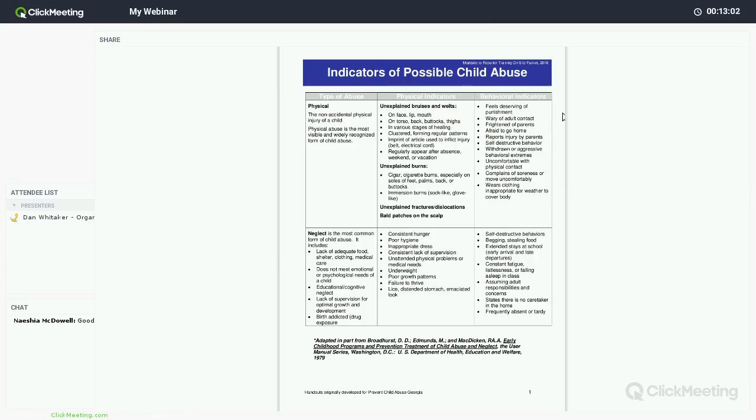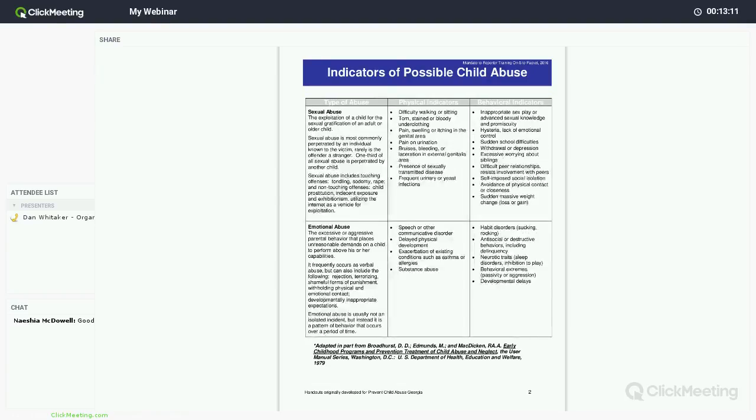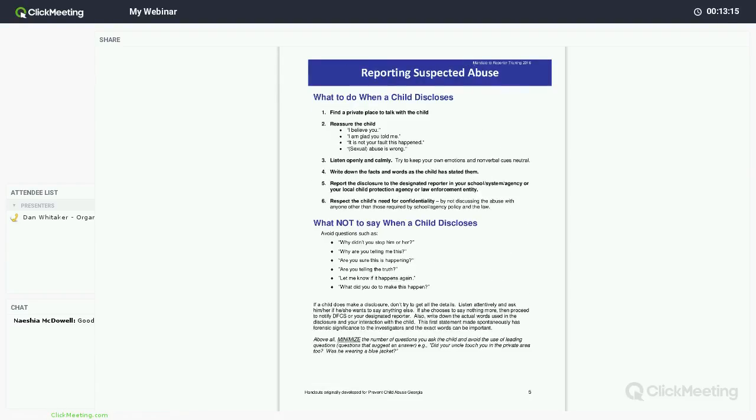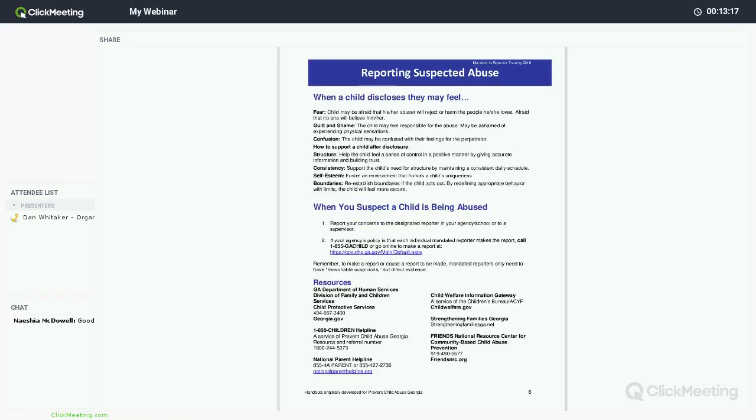This is Appendix A from the training manual, and this one's really good because it has all the types of abuse. It reiterates the indicators, both physical and behavioral. It has a little more information on handling disclosures. We think that one's really important as well, especially for mandated reporters. And then it reiterates how you can make a report to DFACS and some extra resources at the bottom.